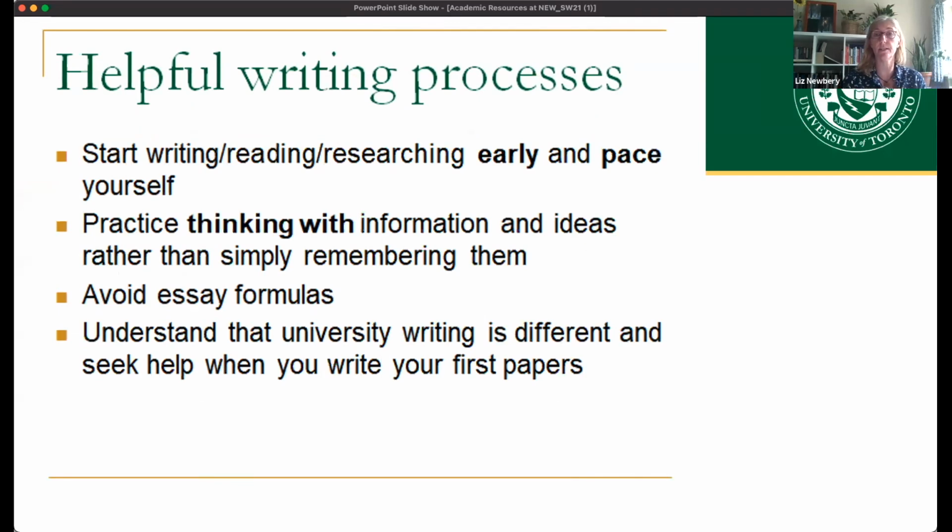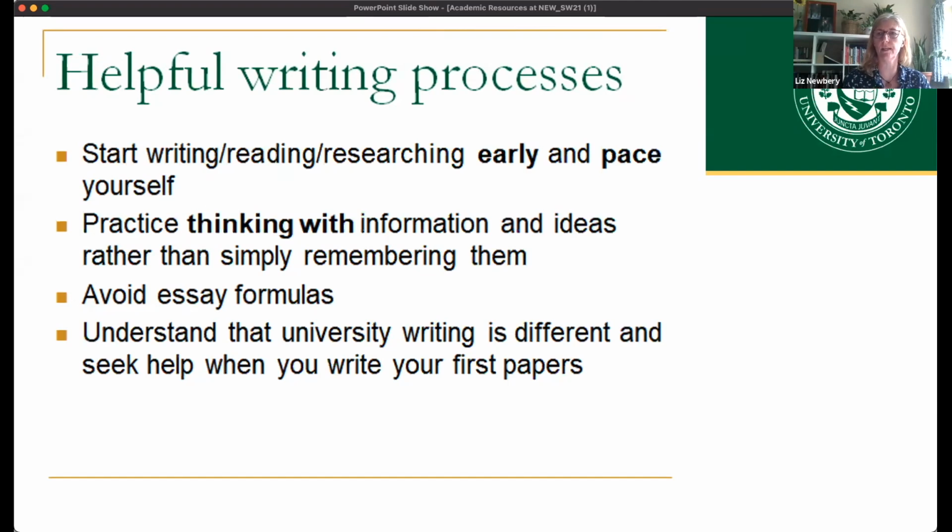It's hard to write really strong papers the night before when you haven't slept, you haven't left time for your brain to do its work, and you may be too stressed to put in the kind of thought that you want. I would also encourage you to get curious about why the authors you read argue the way that they do. So always ask questions of your texts.